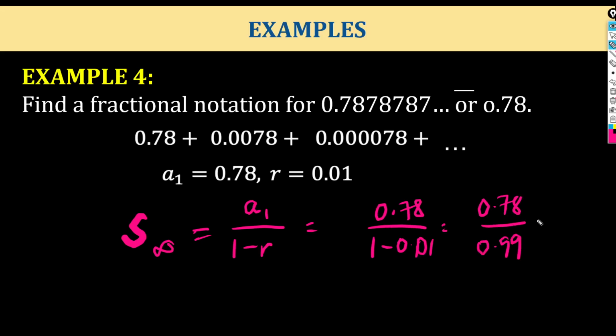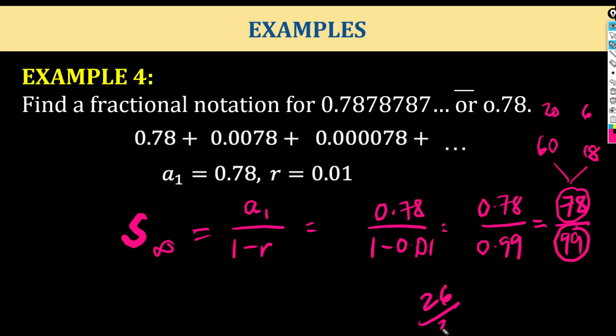Tama, di ba? Oh, magmukha na itong fraction agad. Multiply top and bottom by 100. That looks like immediately 78 over 99. Pwede. Pero alam ko, pwede mo pa simplify ito eh. Di ba? Etong si 78, divisible ba to by 3? Parang oo. Tanggalin mo ng 18. Meron kang 60. Tsaka meron kang 18. O ito, meron kang 20. Dito, meron kang, ano to? 6. O ito, 26 over 33.